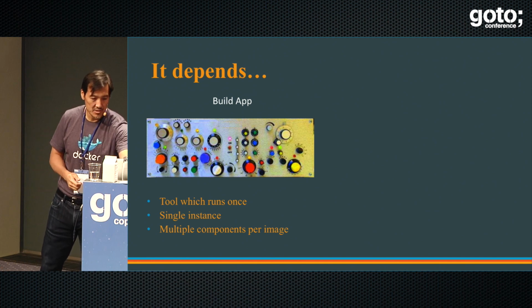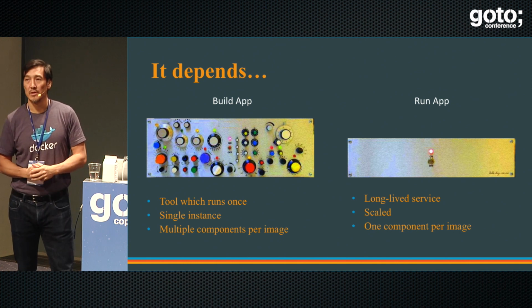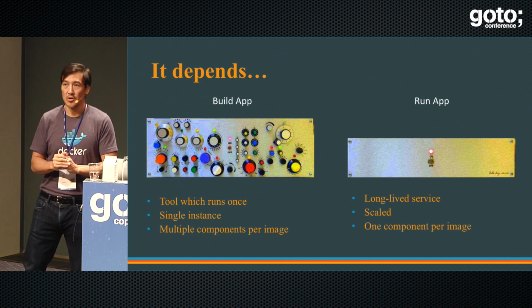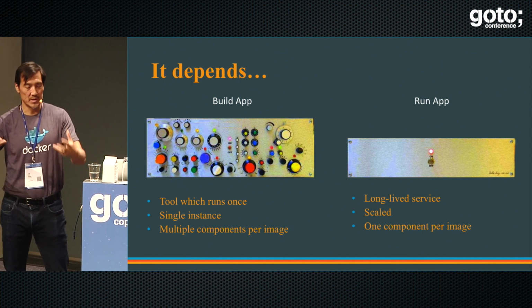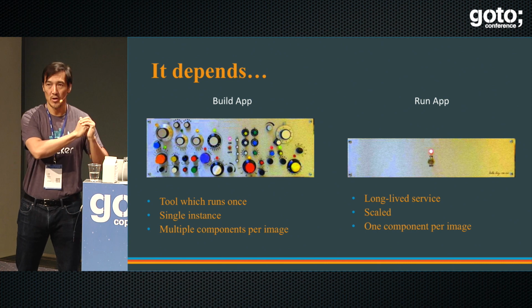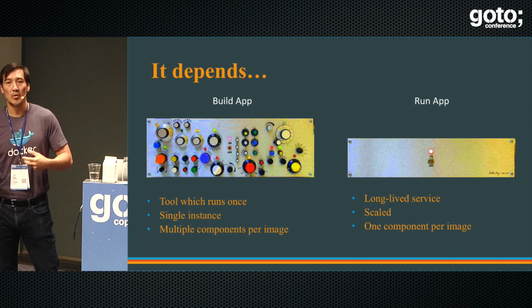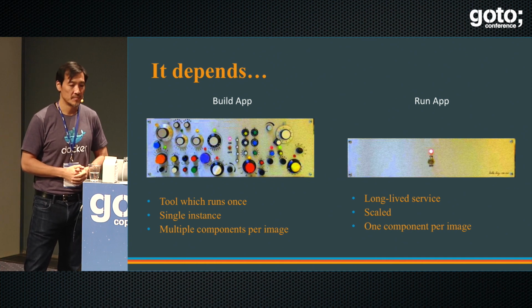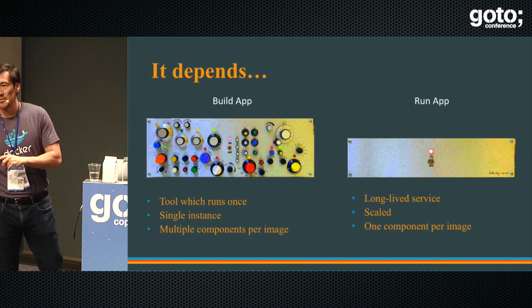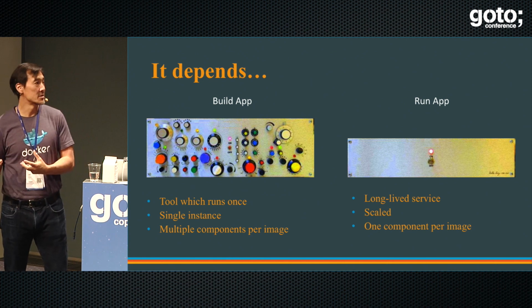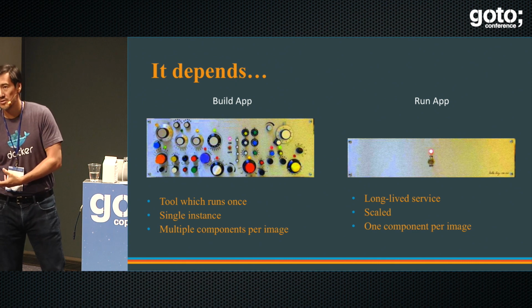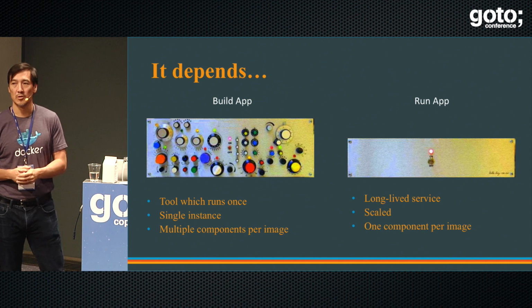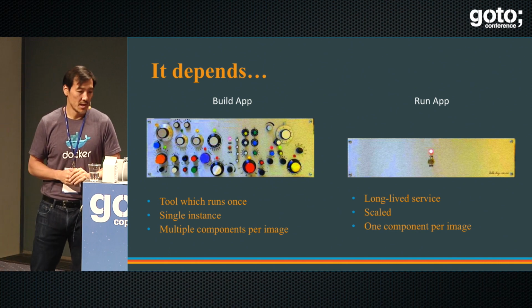Now the second type of image is your image that will actually be run in production. These are going to be more long-lived. They'll be out there running. You want to be able to scale them sometimes, so have multiple instances of them running for redundancy or for performance reasons. And in this case, you probably want to just stick to one component per image. That could be a web application server, could be a database engine, but just have one component per image.